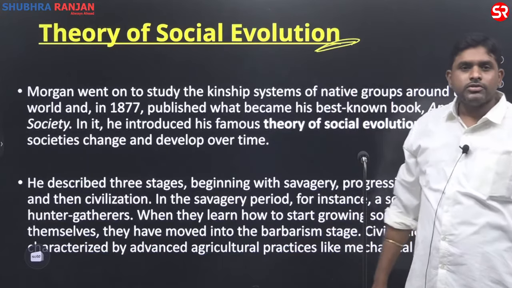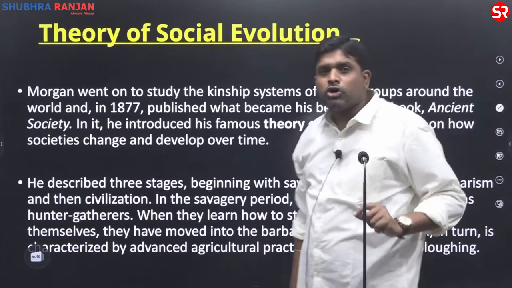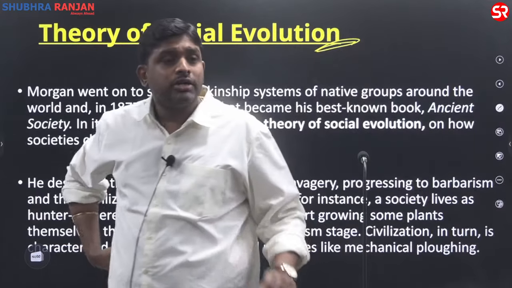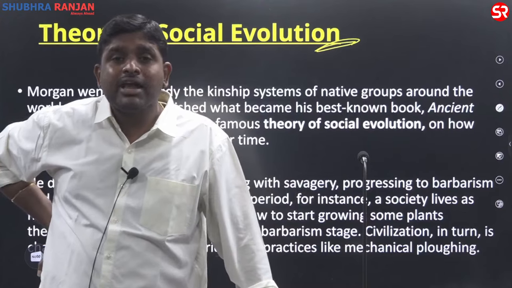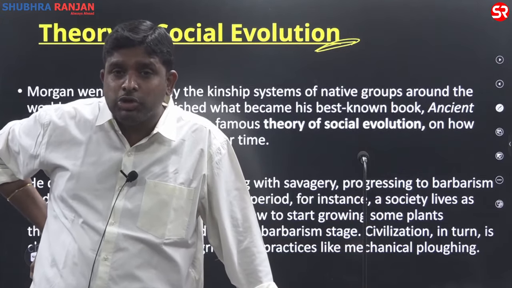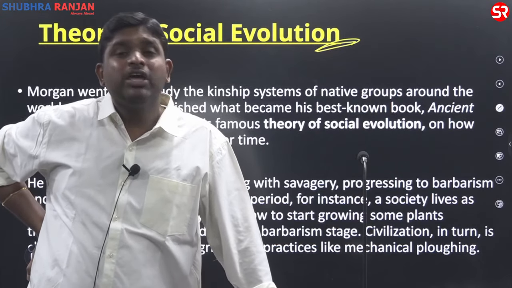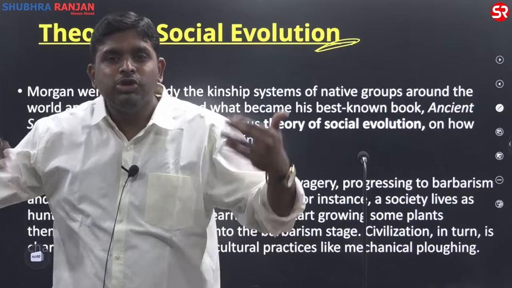Next, very, very important. He gave the concept called the theory of social evolution. He proposed a theory about evolution, and the name of that theory is social evolution. It is in a book called Ancient Society. In that book he mentioned how the evolution happened.